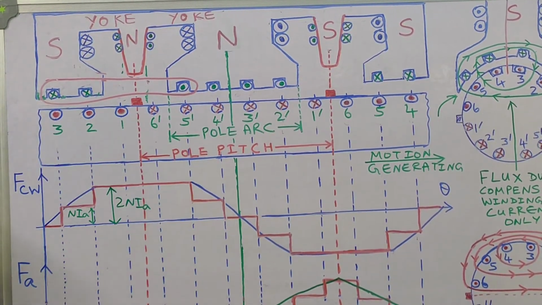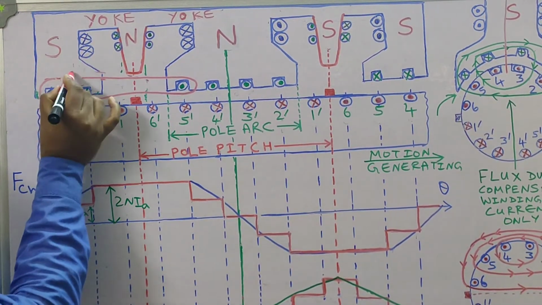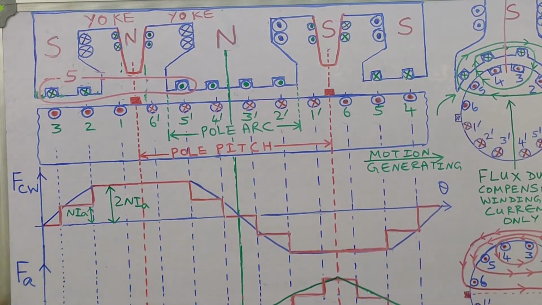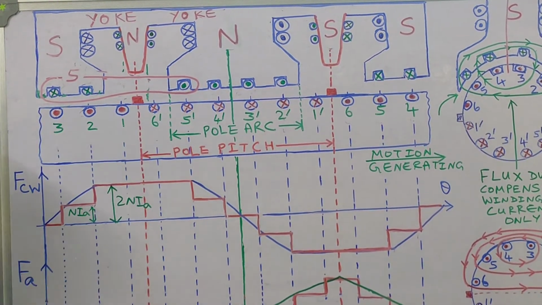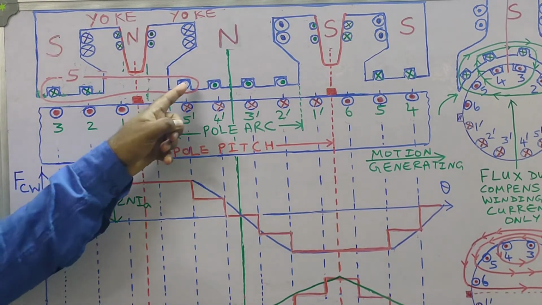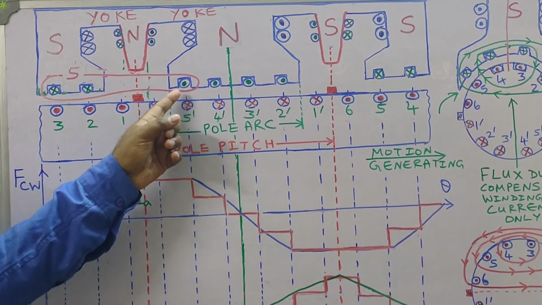So in this particular path, what do you see? Let us say this is our path number 5. In this particular path, you see there are 3 compensating winding conductors. Out of these 3 compensating winding conductors, 2 are carrying cross current and 1 is carrying dot current.